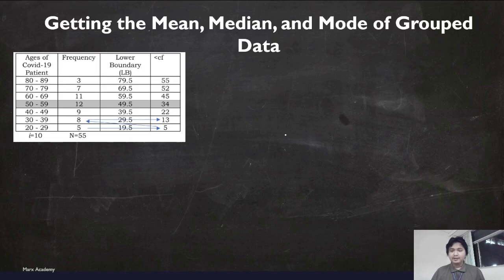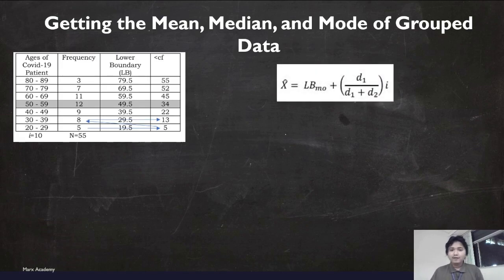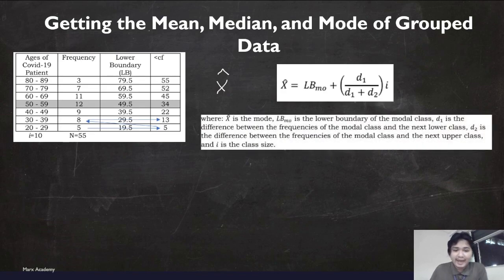We're going to get the mode of a group data. In getting the mode of the group data, we have a formula of X roof. I called it X roof because there's a roof on the top of the X. So X roof is equal to lower boundary of modal plus d sub 1 over d sub 1 plus d sub 2 multiplied by I, in which X roof is the mode and then lower boundary MO is the lower boundary of the modal class.